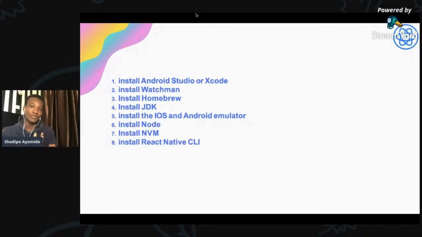For iOS users, you have to have Xcode on your system. Install Watchman, Homebrew, JDK, iOS and Android emulators, Node, NVM, and React Native CLI. Most of us might not really know what NVM is. When you're cloning a repo from GitHub, and the repo is using a Node version, let's say 8.0, and the Node version you're running locally is, let's say, 10.0, you wouldn't be able to use NPM or Node at all because you are running a totally different version from the project.